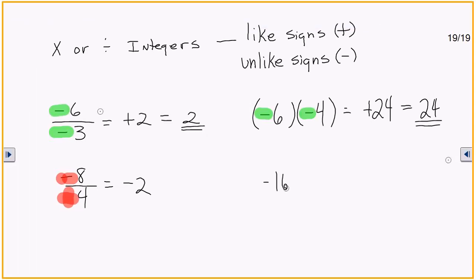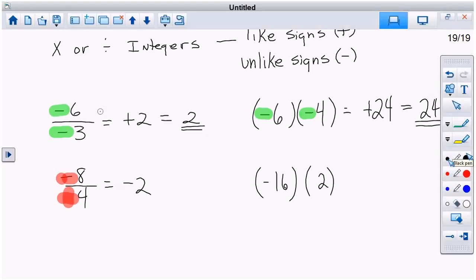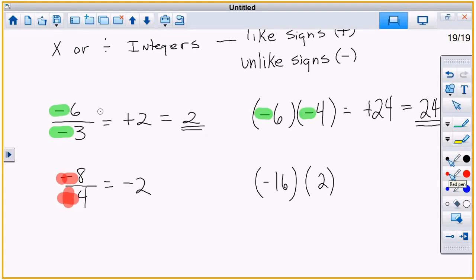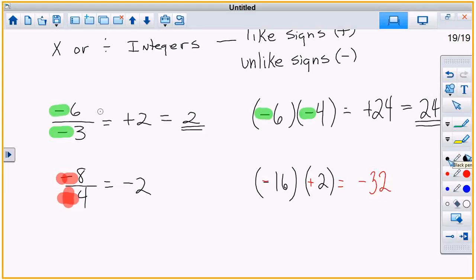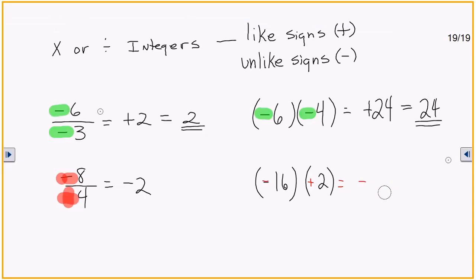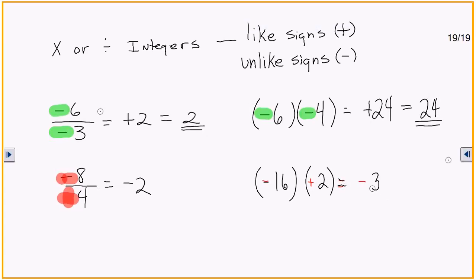-16 times +2. Again, you have unlike signs, so that's not good. So your answer is going to be -32. Oops, I don't like to use red unless I'm trying to, hold on a second. Equals -32.